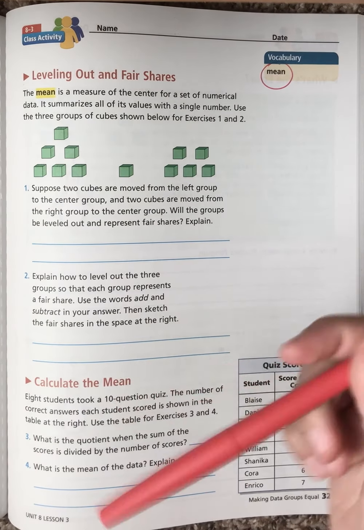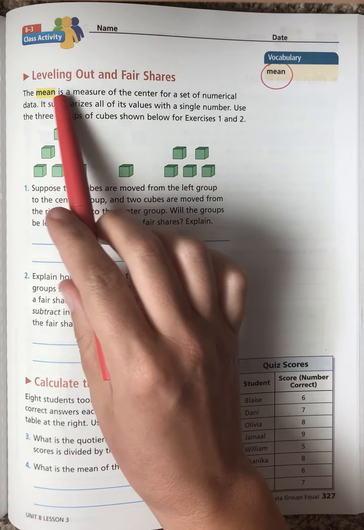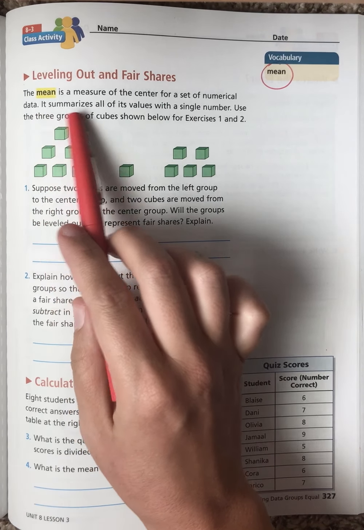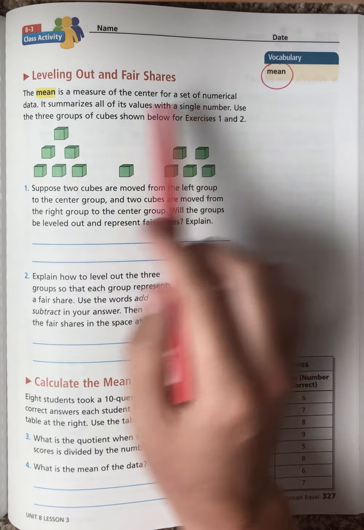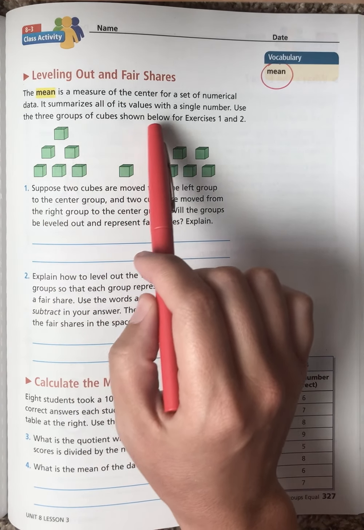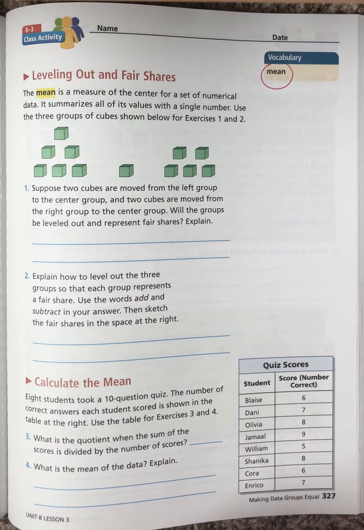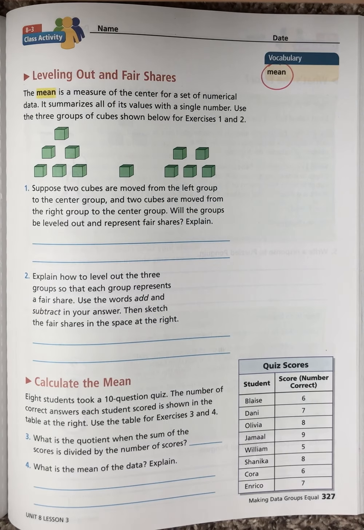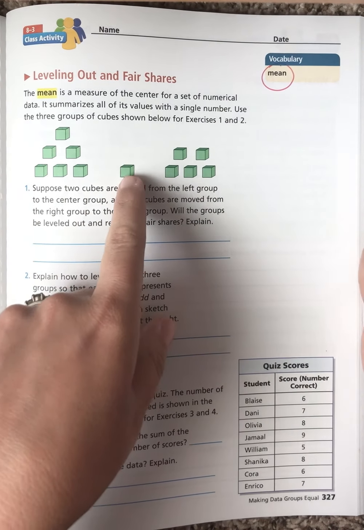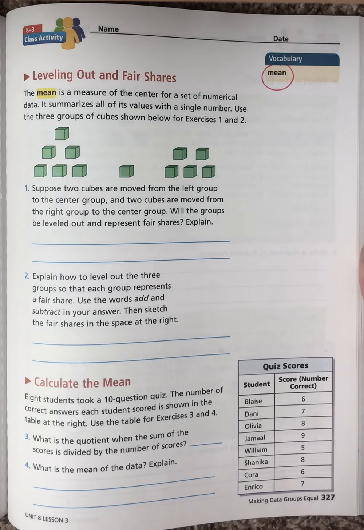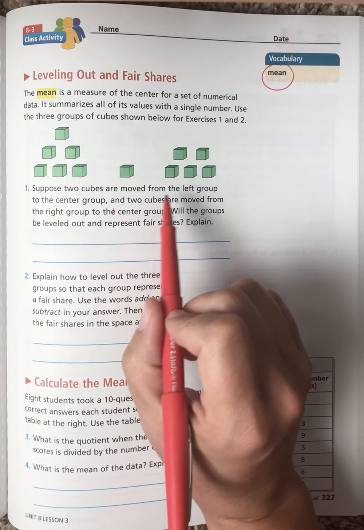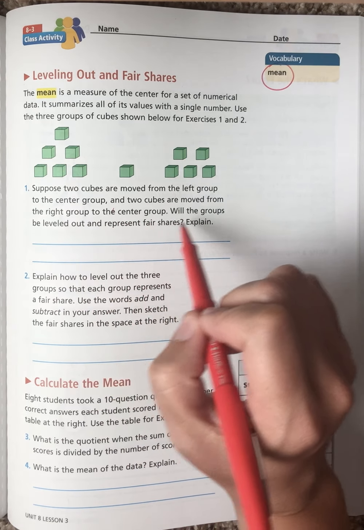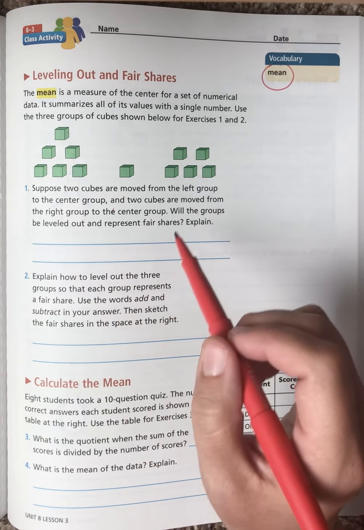So this lesson starts out by giving us a definition for the mean. It says the mean is a measure of the center for a set of numerical data. It summarizes all of its values with a single number. Use the three groups of cubes shown below for exercises 1 and 2. So here's some pictures. We've got 6 cubes on the left, 1 cube in the middle, and 5 cubes on the right. It says suppose 2 cubes are moved from the left group to the center group, and 2 cubes are moved from the right group to the center group. Will the groups be leveled out and represent fair shares?